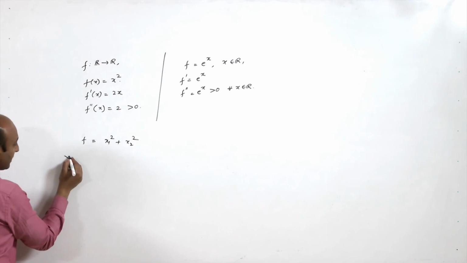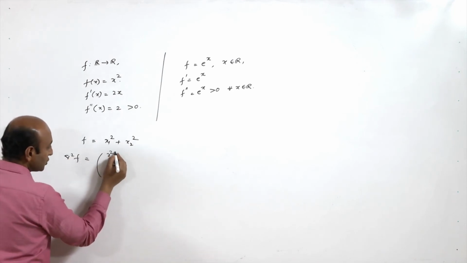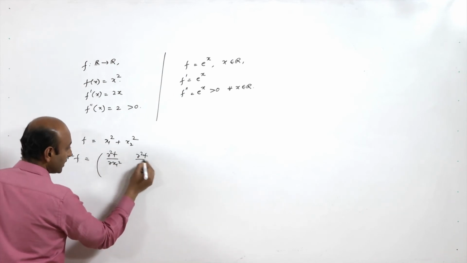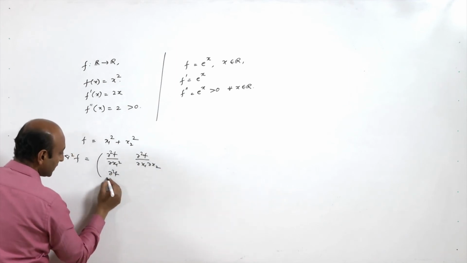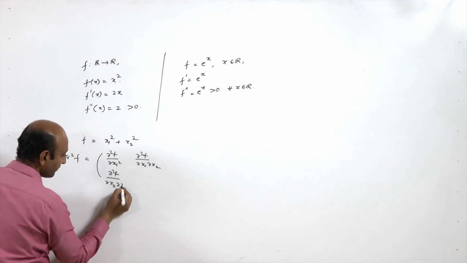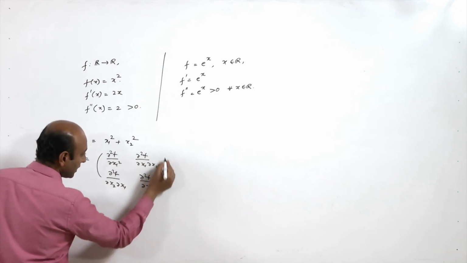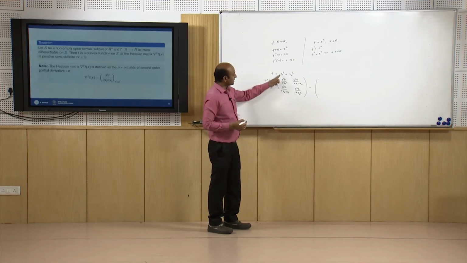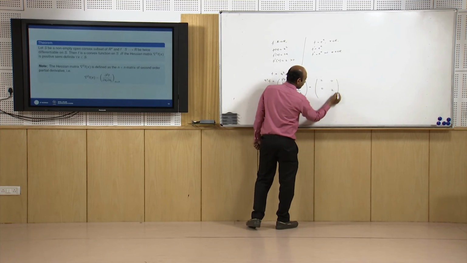So, you find the Hessian matrix of this function. The Hessian matrix is nothing but del square f upon del x1 square, del square f upon del x1 del x2, del square f upon del x2 del x1, del square f upon del x2 square, and that is nothing but, when you take the derivative with respect to x1, it is 2 0 0 2.